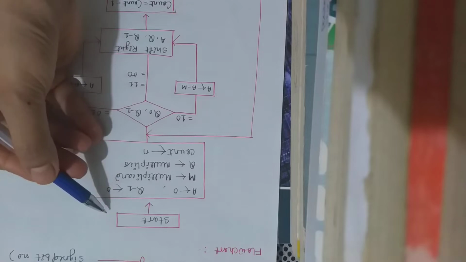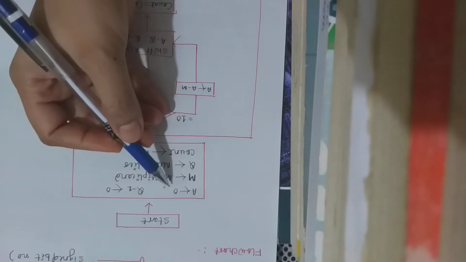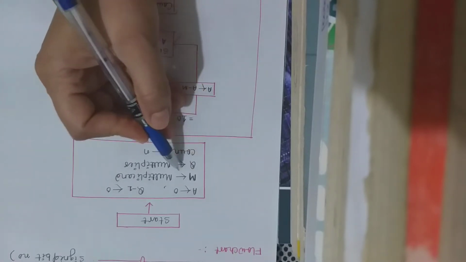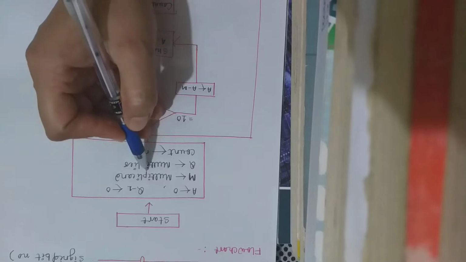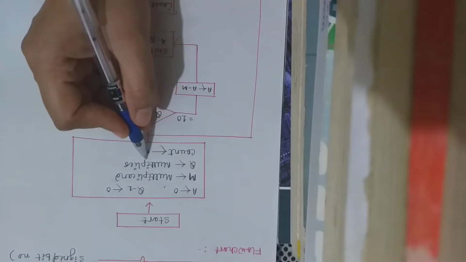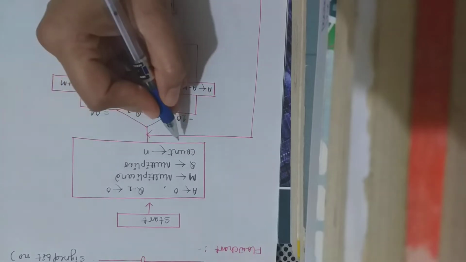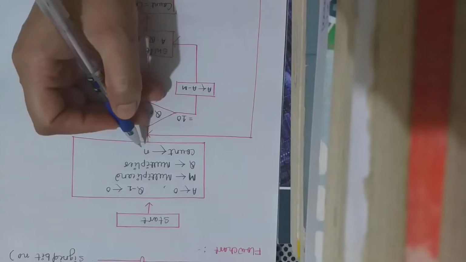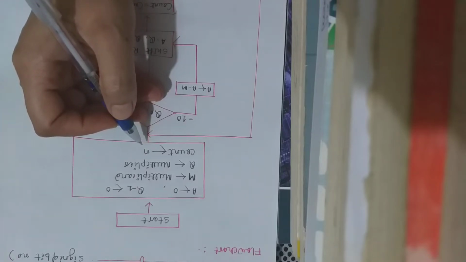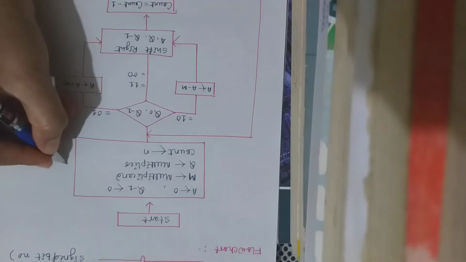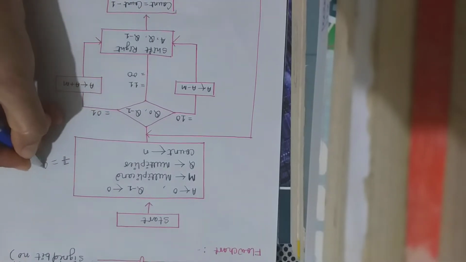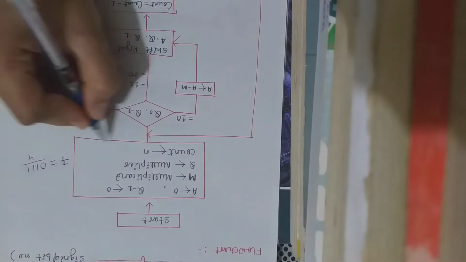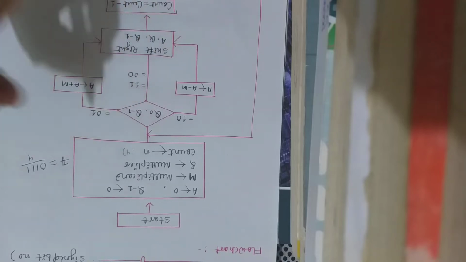First the start label, then the accumulator is initialized to 0, q minus 1 is 0, the m register means the multiplicand is stored in the m register and the multiplier is stored in the q register. Then the count is equal to n, that means the number of bits. Suppose the number is 7, it can be represented in binary form as 0 1 1 1, that means 4 bits, so the number of bits is 4.